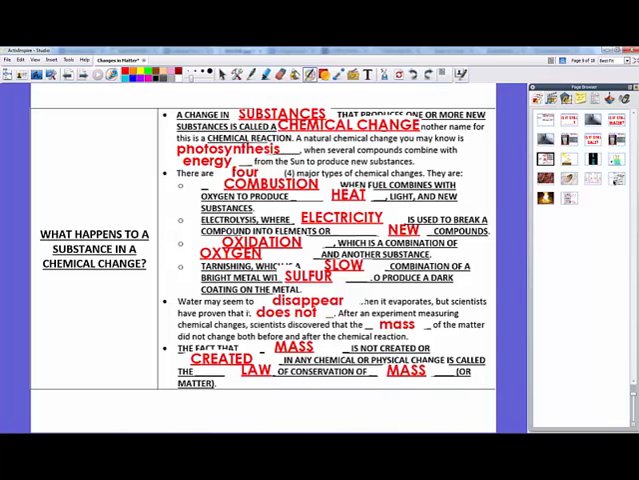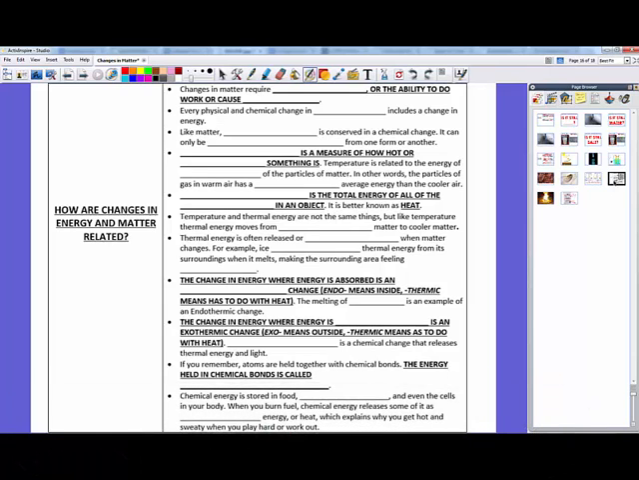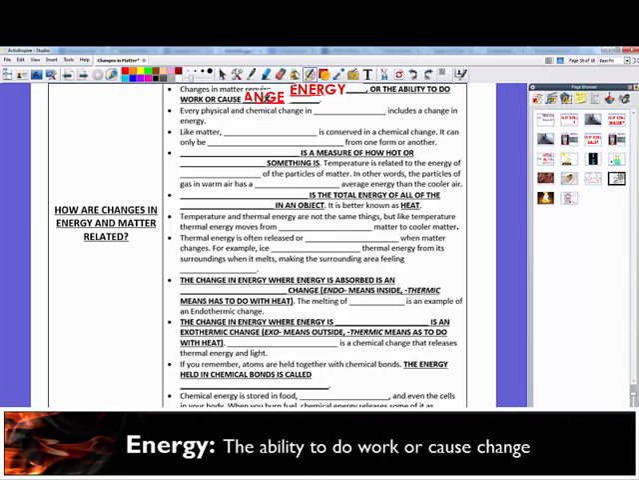where you can understand. So let's head into the home stretch of our notes. And we have this: how is energy and mass related? Well, changes in matter require energy, or the ability to do work or cause change. Okay, and we'll talk a lot about energy when we talk about physics of motion and things moving and things like that with mechanics. But essentially, energy is the ability to do work or cause change.